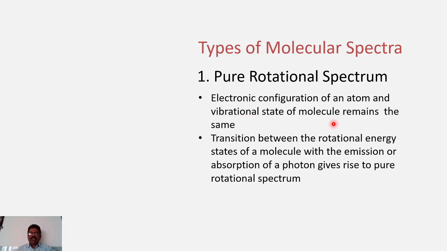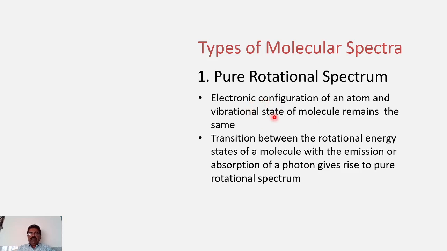So vibrational state remains the same. That means the atoms are not vibrating. Then the electrons from the constituent atoms are not excited. So what is the remaining? Third interaction only. The molecule is rotating about a certain axis. So in that case only a pure rotational spectrum can be observed. So this is the condition.